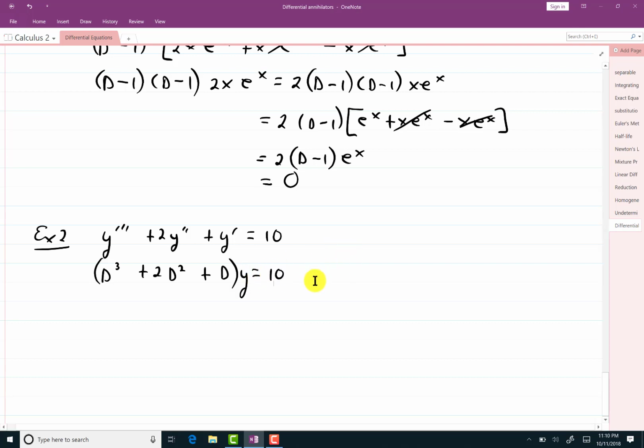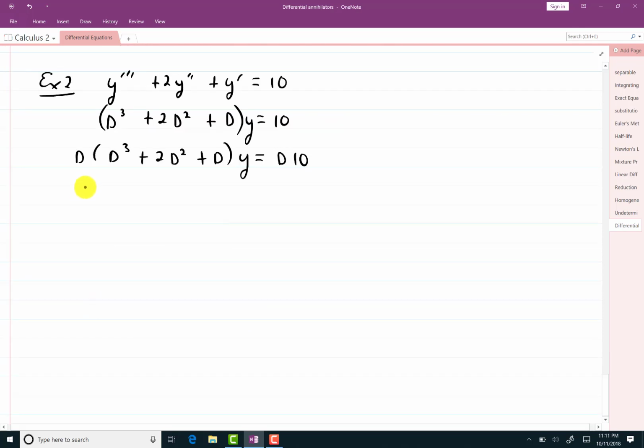Now what I want to do is, this here is a non-homogeneous equation. I would like to make it homogeneous. So I'm going to apply one more d. So this means d of d cubed plus 2d squared plus d, y will then equal 0. Now I'm going to convert to m's.